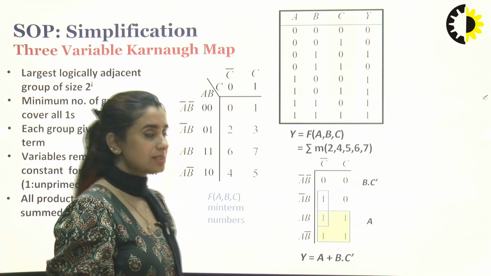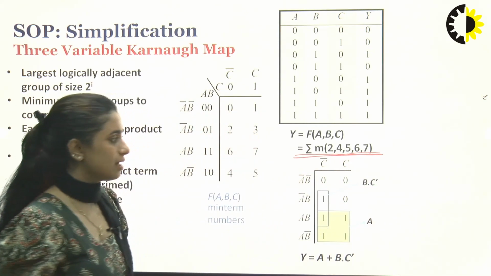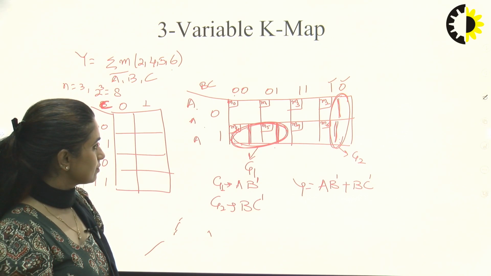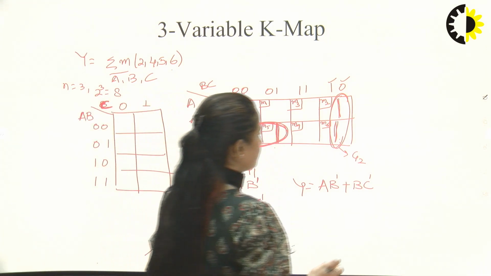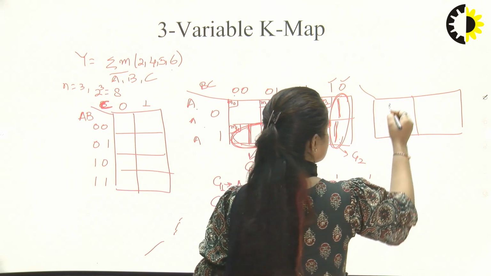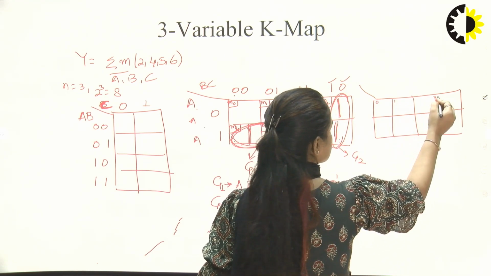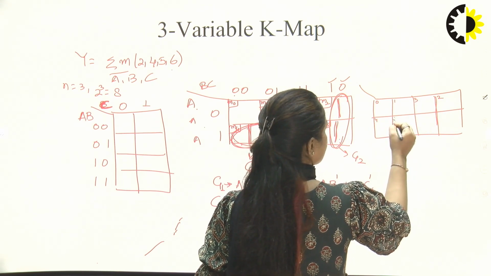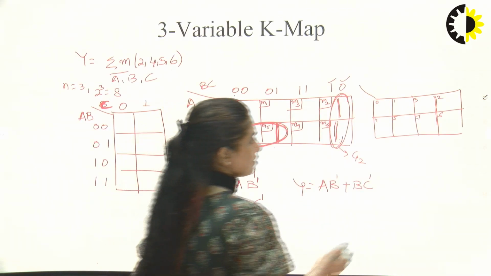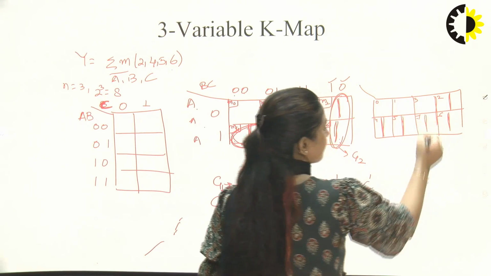Now the next question is, if I give you a question which is the summation of M 2, 4, 5, 6, 7, how do I write it? If I take such squares, this is M0, this is M1, this is M2, this is M3, M4, M5, M6, M7. And the question says 2, 4, 5, 6, 7.